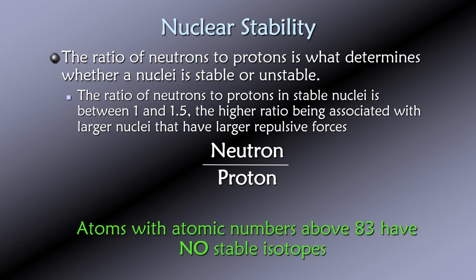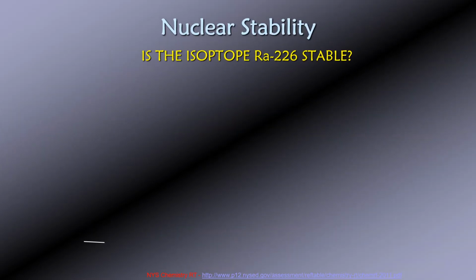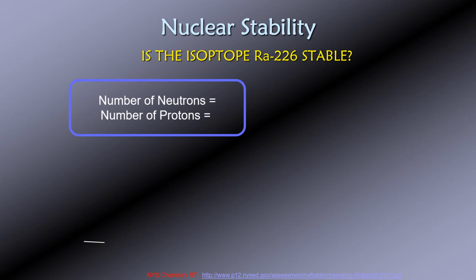Another thing to keep in mind is that if you are looking at an isotope of an atom that has an atomic number above 83, then that isotope is going to be unstable. So let's practice that. If I ask you to determine whether this isotope radium-226 is stable or unstable, the first thing you'd want to do is find out the number of neutrons and the number of protons in this isotope. So how do you do that?